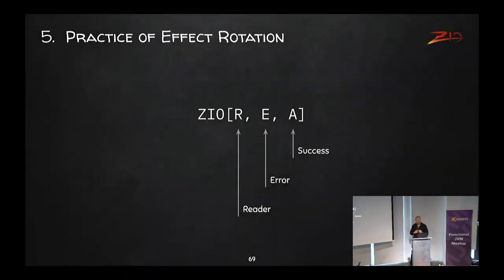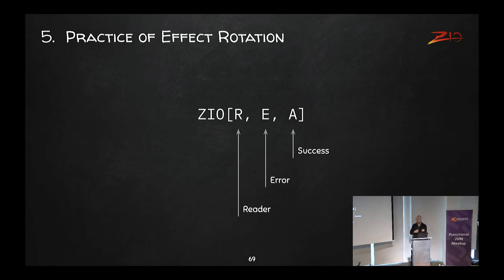So interestingly, ZIO has only 3 type parameters. Only 3, I say. That's more than many would like to see. It has R for the reader effect, E for error, and then the success type parameter. So 3 different type parameters. You can interpret this as a ZIO effect requires environment R, so it needs you to give it an R. You can't run an effect without giving it the R that it needs.